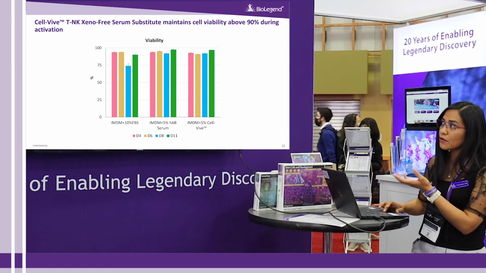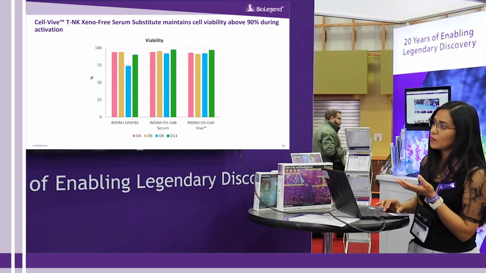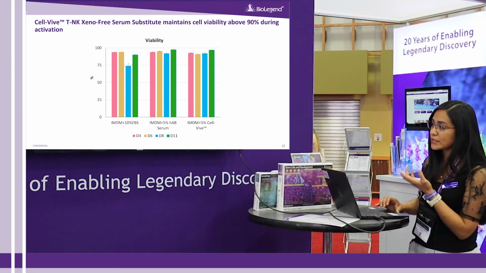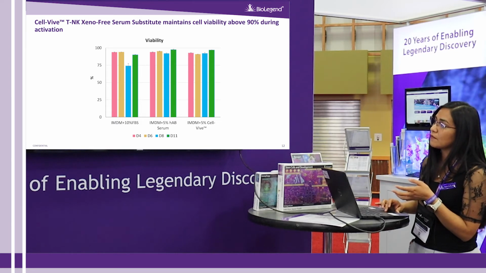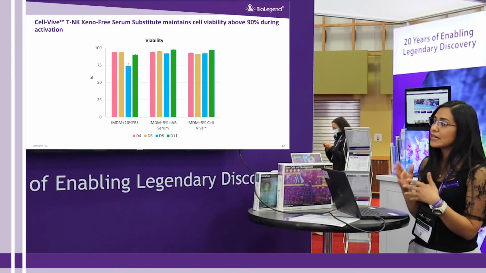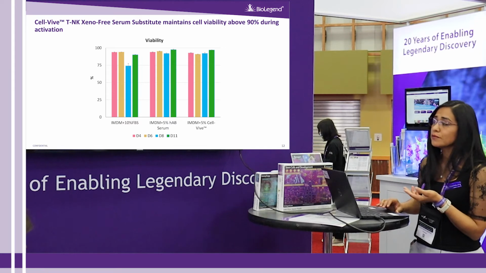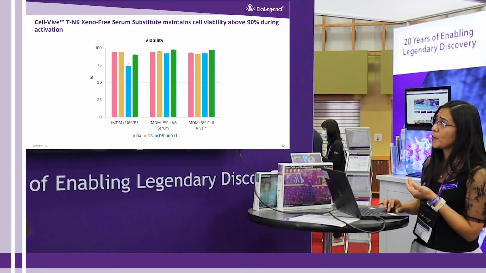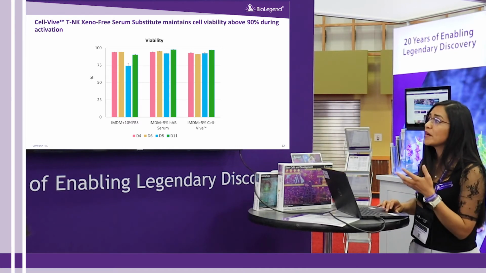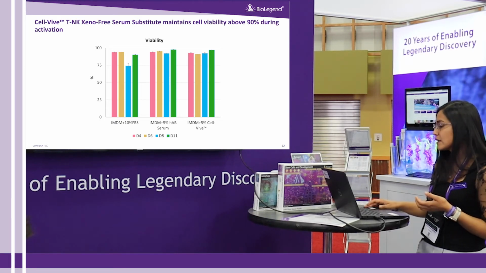So I'm showing here our results for viability. The first group is for the fetal bovine serum, the next group is the human AB serum, and finally we have our Cell-Vive product. And each graph or each color is a different time point. So we measure viability and expansion at day 4, 6, 8, and 11 of culture. And you can see how our product is able to support viability above 90%, and it's very comparable with the other supplements that you can use to culture your cells.